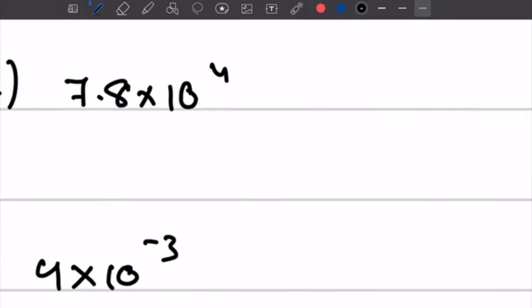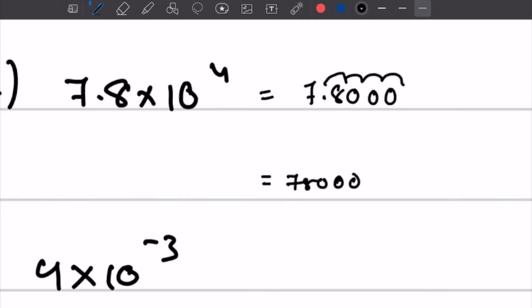7.8 times 10 to the 4. Again, you have now 7.8000. Now you move it 4 places away. So you have 1, 2, 3, 4. So your answer is 78,000.